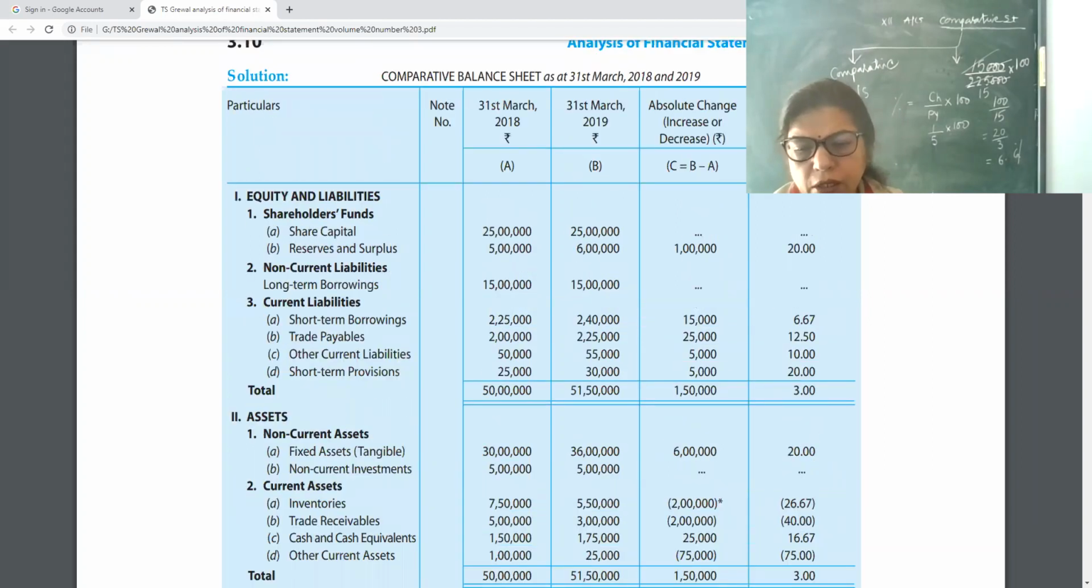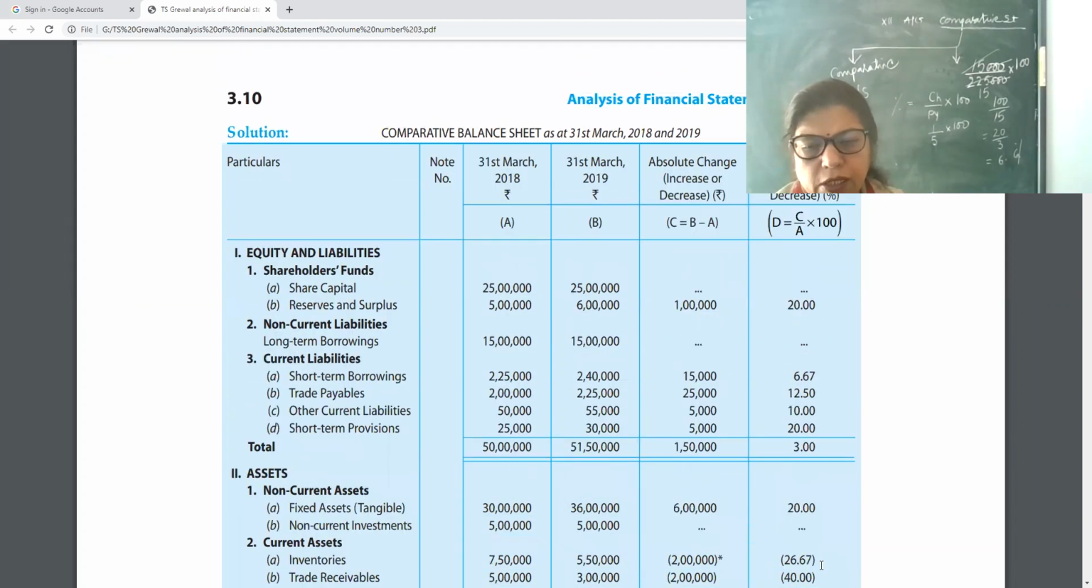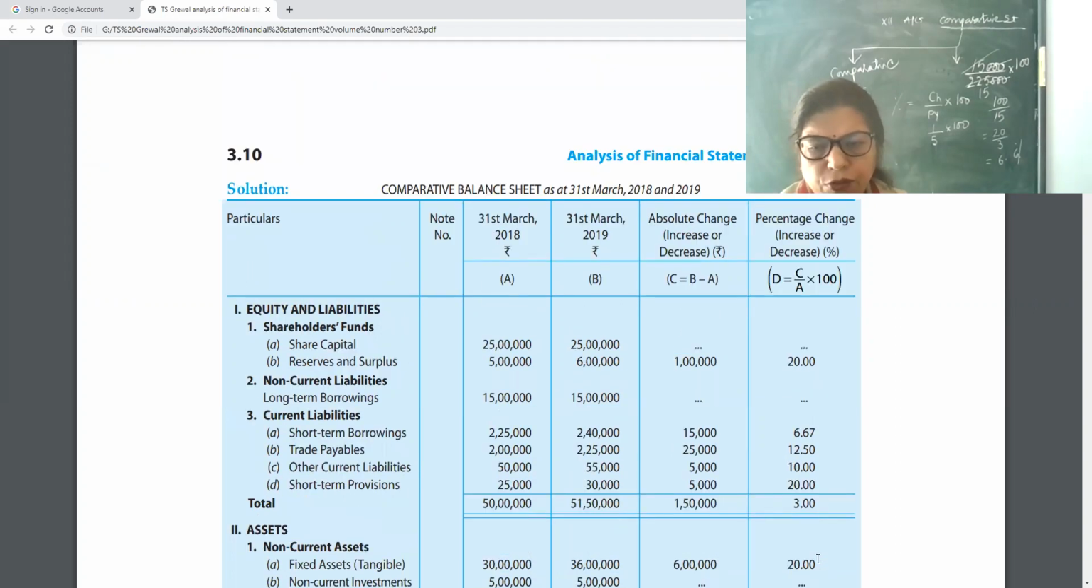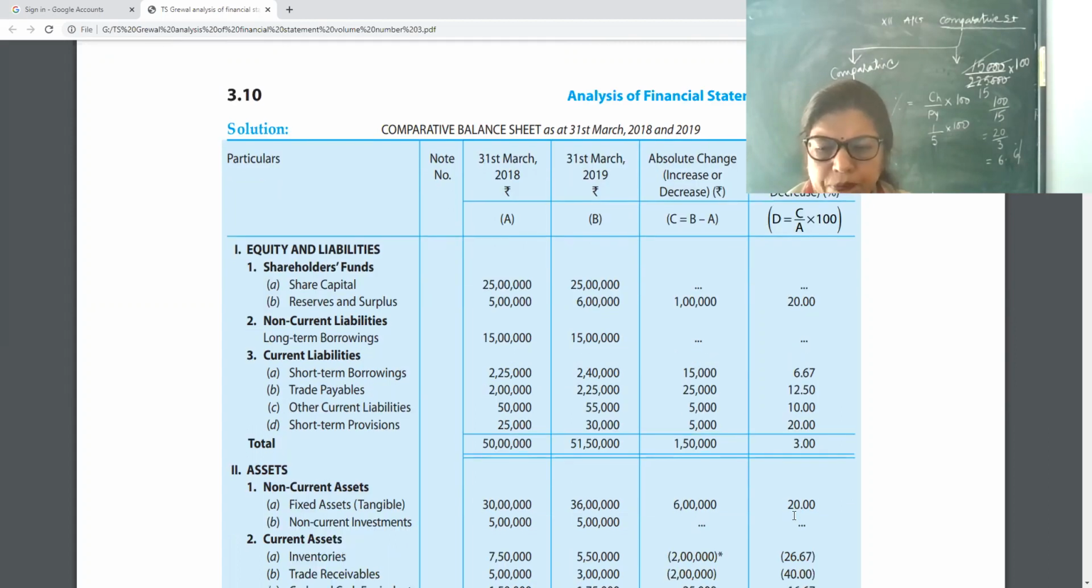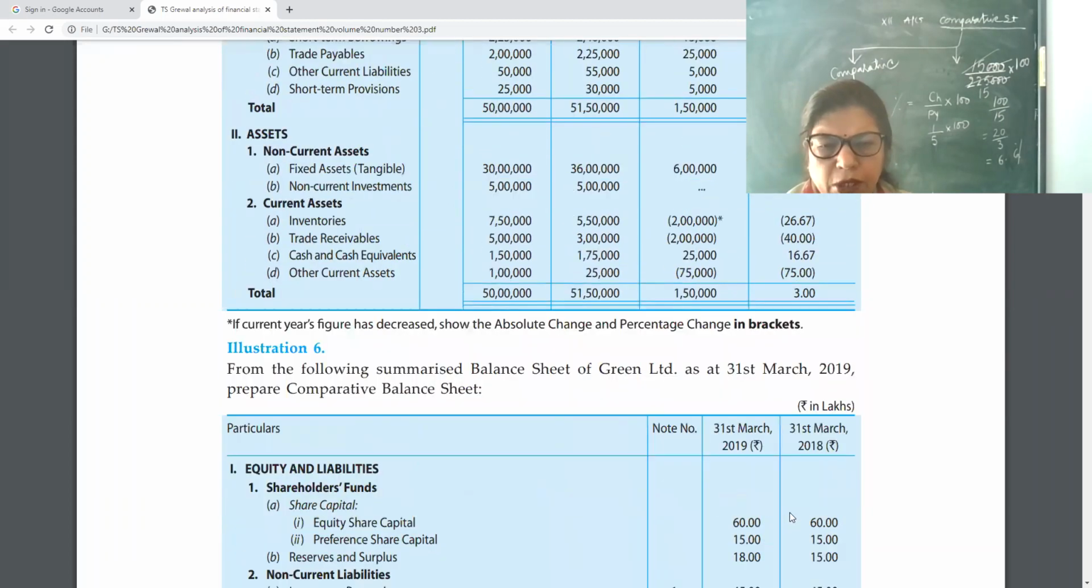Don't do the addition or subtraction here. This is not the correct way. See, if you are doing the addition, the 3 will not become. Okay. I'm sure you all will be able to understand.